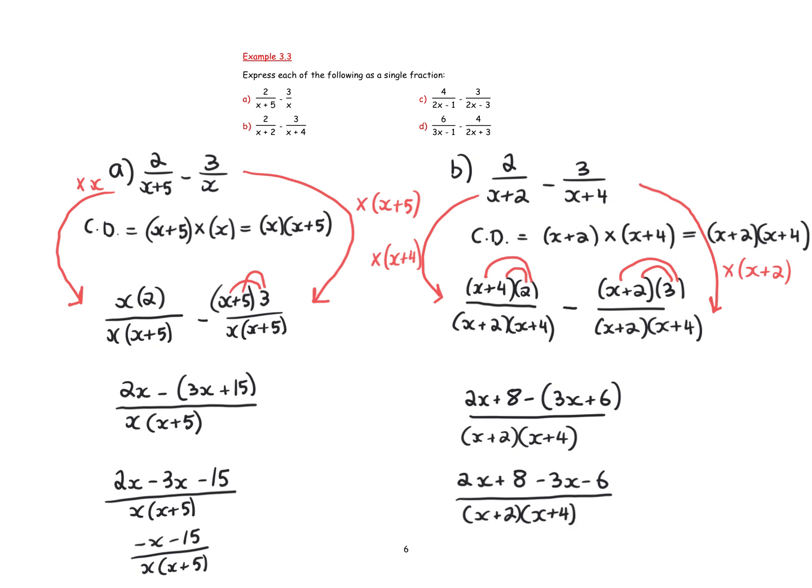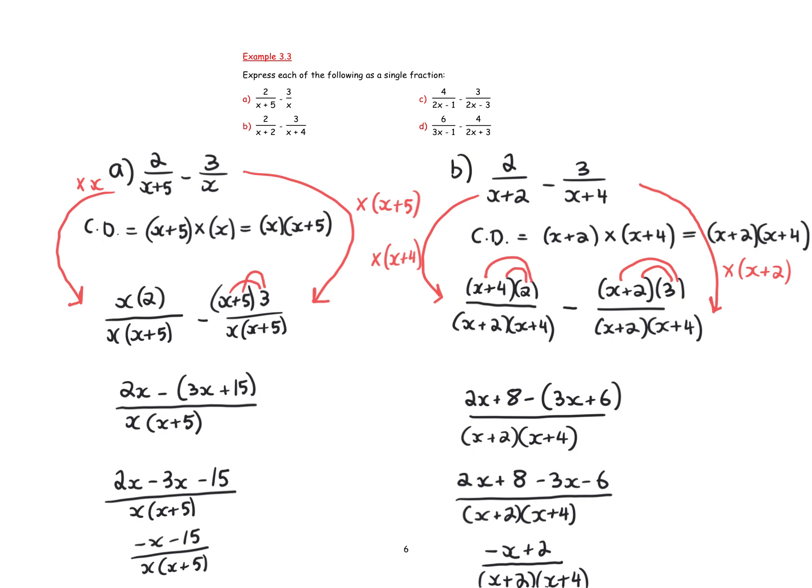Adding the like terms in the numerator then, we get 2x minus 3x, which is minus x, and 8 minus 6, which is plus 2. All of that then is over x plus 2 times x plus 4. That's example 3.3 a and b. C and D are very similar.